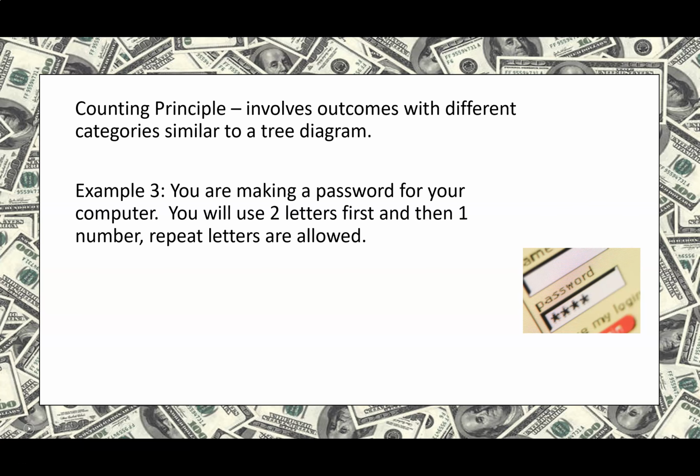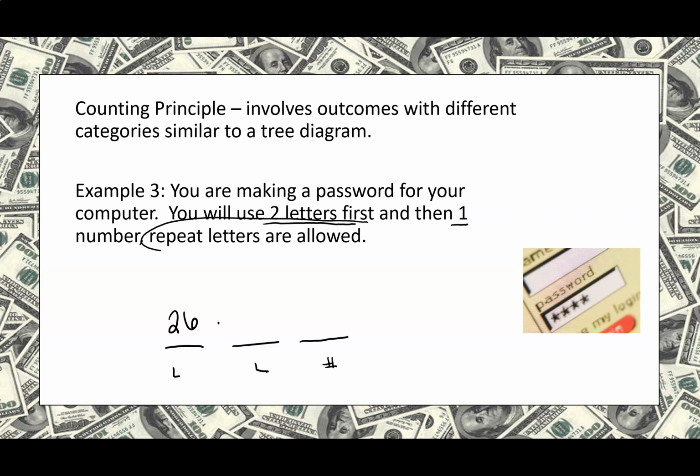All right, you're making a new password for your computer. You're going to use 2 letters first and then 1 number, and you can repeat letters. So if I need 2 letters and then 1 number, I've got 3 slots. That might help you to say this is going to be a letter, and then a number. Well, how many letters are there in the alphabet? There's 26, so we've got 26 options here.